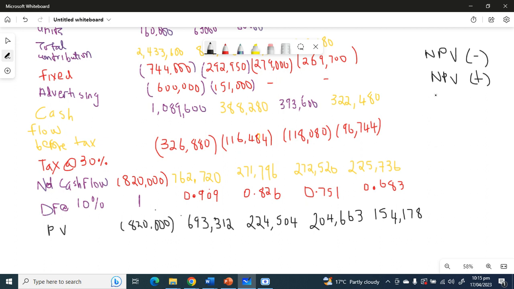All right, we add these present values. So you say negative 820,000 plus 693,312 plus 224,504 plus 204,663 plus 154,178. What do we get, colleagues?